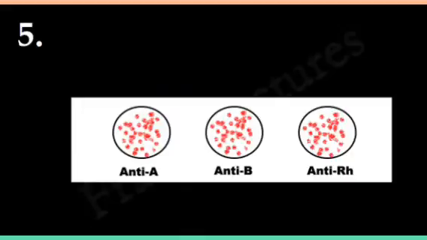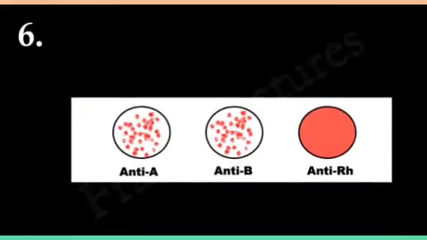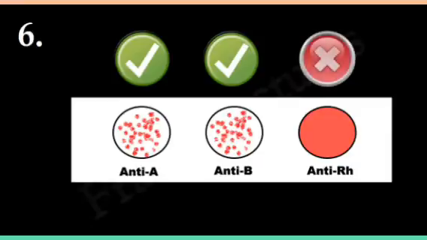Here, agglutination is observed in all three circles. This means all three antigens are present. Therefore, blood group is AB positive. Here agglutination in the anti-A and anti-B circles indicates that both antigen A and B are present. But there is no agglutination in the anti-Rh circle, which indicates absence of Rh antigen. Therefore, blood group is AB negative.